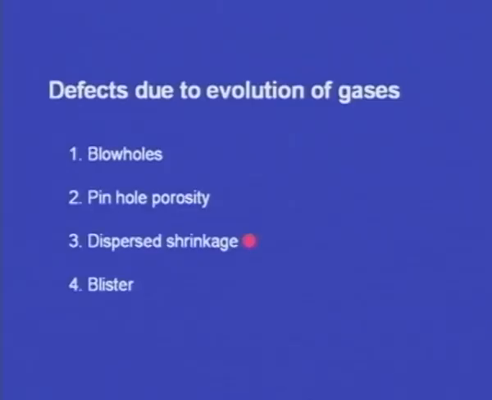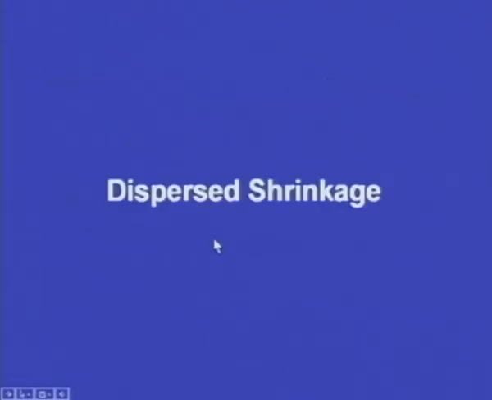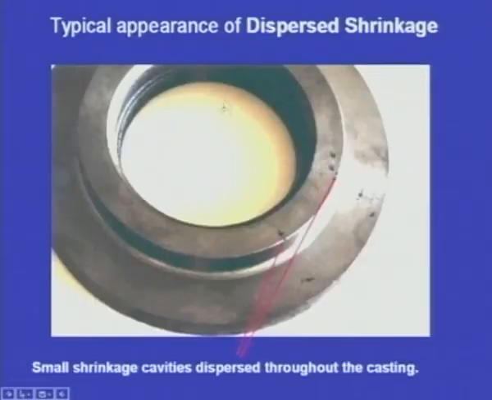Next in this classification, let us see dispersed shrinkage. And this is the typical appearance of dispersed shrinkage. We can see small shrinkage cavities dispersed throughout the cavity, and these cavities will be generally 1 centimeter deep. They will be dispersed at some places.